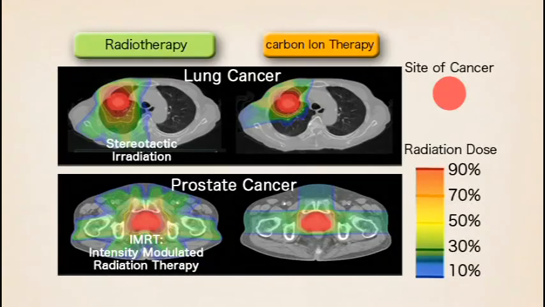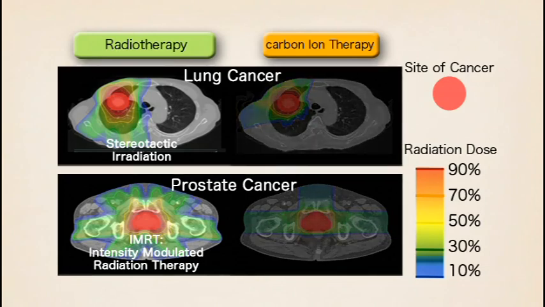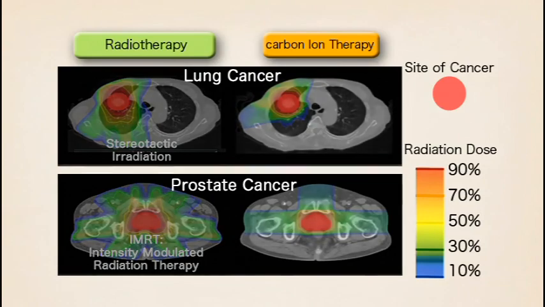This can be seen clearly in these images shown here, which belong to lung cancer and prostate cancer, and show how the radiation is distributed if they are treated either with conventional radiotherapy or carbon ion radiotherapy. Compared to the conventional radiotherapy pictures shown on the left, the right side pictures illustrate how the carbon ion beams concentrate the radiation to only the targeted cancer region, while minimizing the radiation to the surrounding healthy tissue.